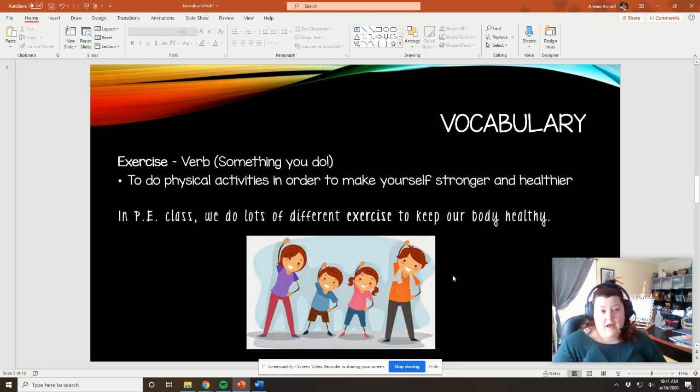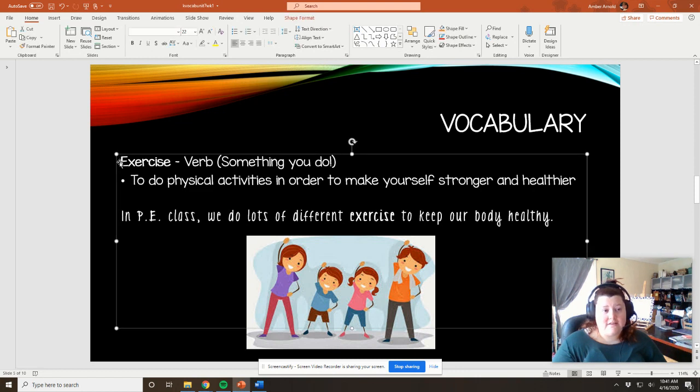Our next vocabulary word is exercise. We know exercise from gym class, but exercise is a verb, or a word that shows something that you do. Exercise is to do physical activities in order to make yourself stronger and healthier. In PE class, we do lots of different exercise to keep our body healthy. What's your favorite exercise? My favorite exercise is jumping jacks.